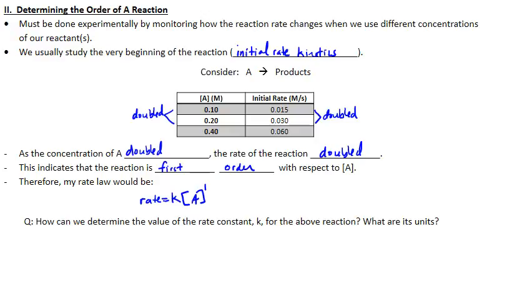And then the final question, how can we determine the value of the rate constant K for the above reaction, and what are its units? You need to be able to do this on the test, okay? I'm going to ask you to solve for the units of rate constants. It could be first order, zero order, second order reaction, but it's coming. But we can determine the value of the rate constant here just by using the data. Okay, so plug in and solve.